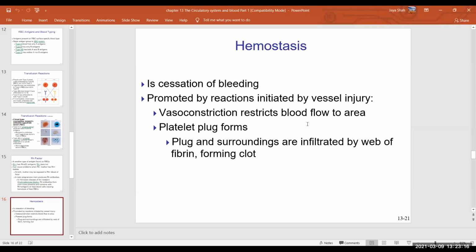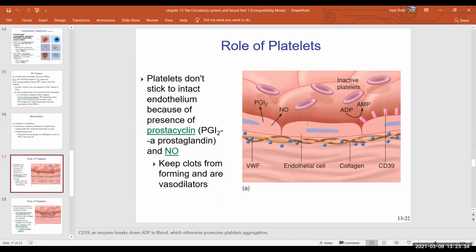Then platelets come, and platelets clump with each other and make the wave of platelets. Then fibrin comes, and fibrin makes it stronger. Okay, that is the function of the platelets. So let's see here.